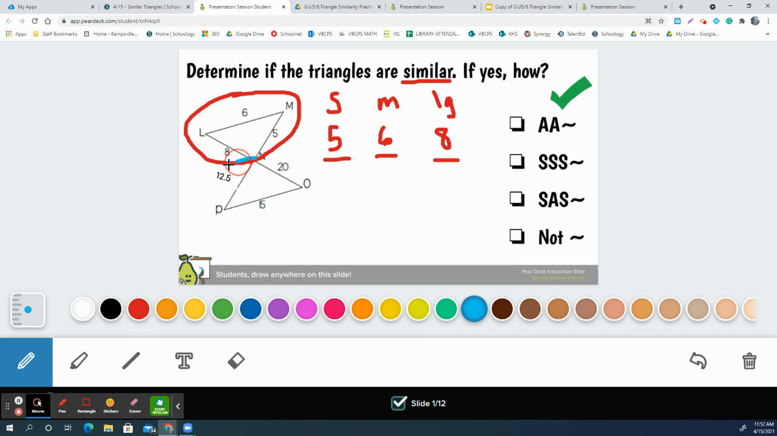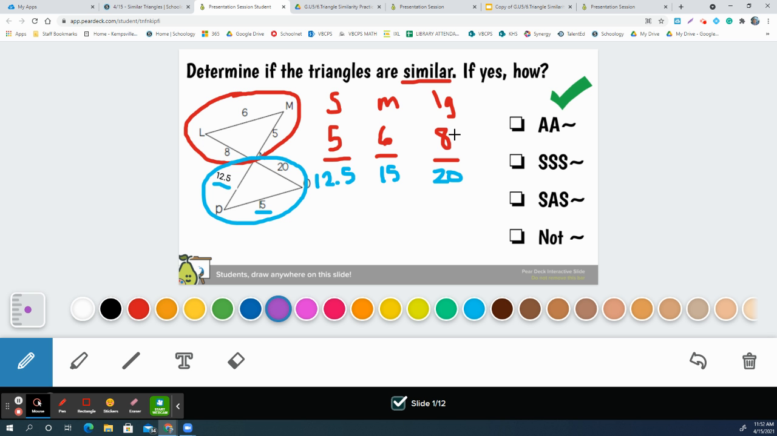So then I come down to the second triangle, and I've got to organize them in the same way. Small first, medium second, large last. So my smallest number is this 12.5. And my medium number is the 15. And my large number is the 20. If I only had 2 of these, I could do some cross multiplying. Because I have 3, there's a slightly easier way to do it.